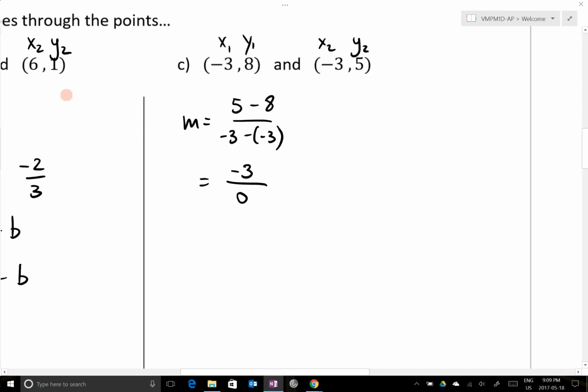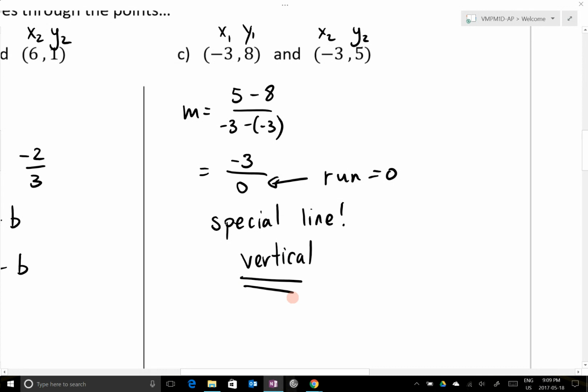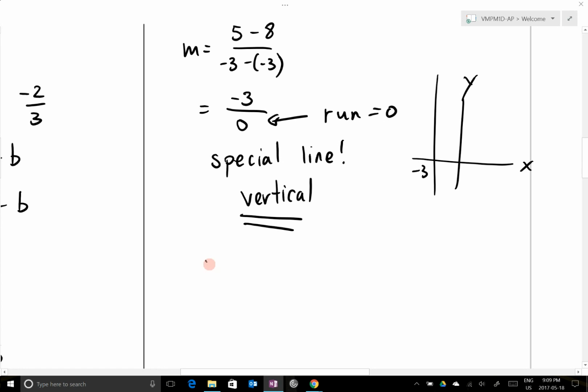There was a special case, though. This was a special line. What did you call a line that had a run of 0? No run. That was a vertical line. So the equation of a vertical line, so remember vertical line, here's an x-axis, here's a y-axis. This is my vertical line, it's happening at negative 3. The equation of a vertical line is that x equals negative 3.